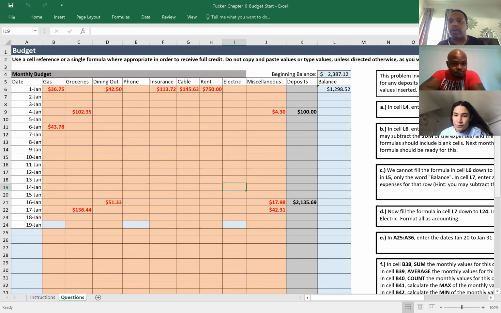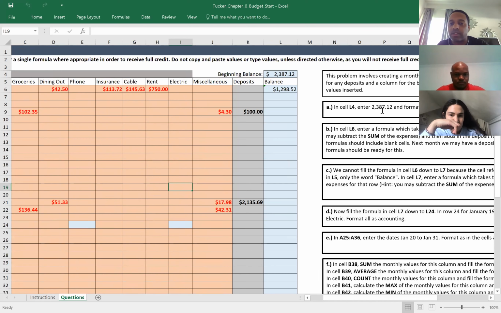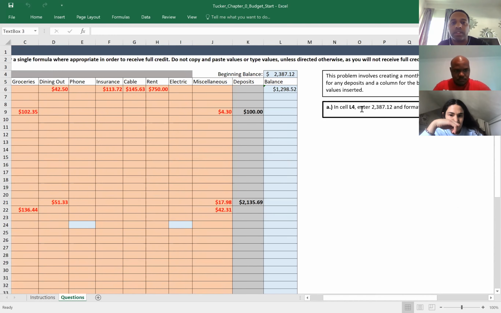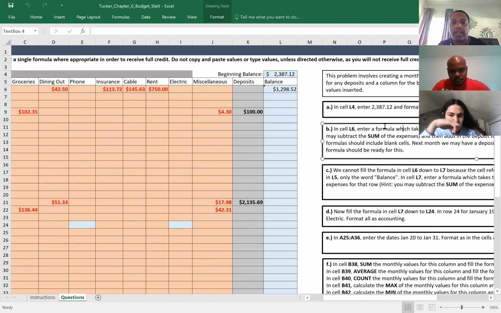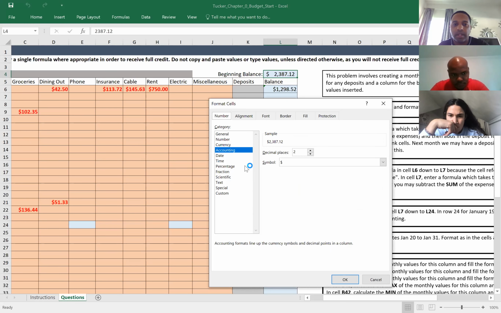All right, so the first step A, in cell L4, enter 2,387.12. I did that already because I look at the first few steps, and then it says also format as accounting. So you would click on that, hit the right click, go to format cells, and click on accounting. Then you will hit OK.